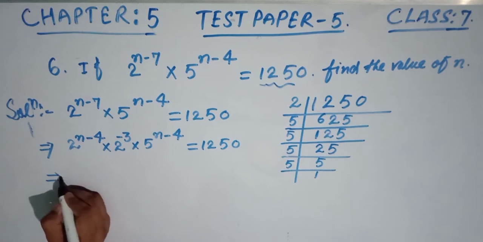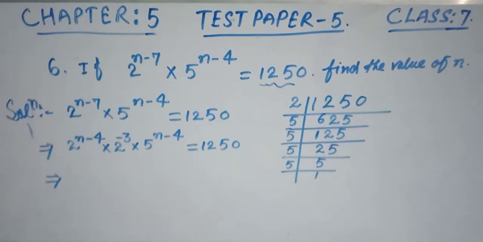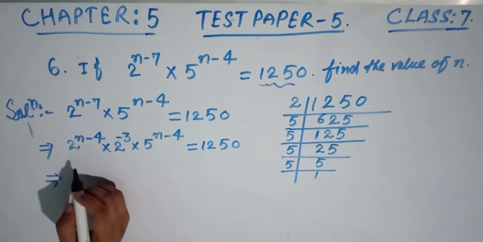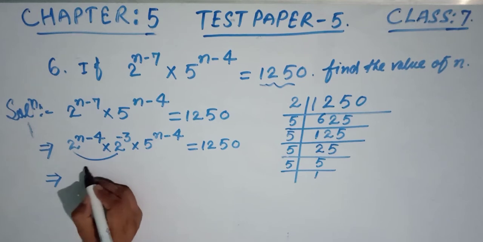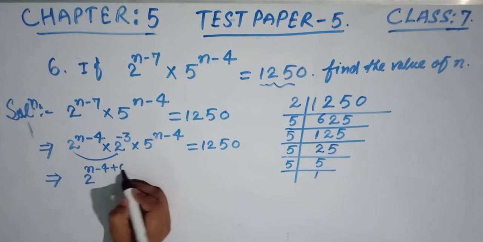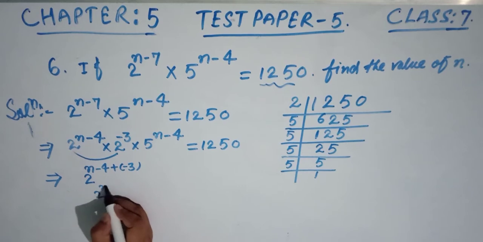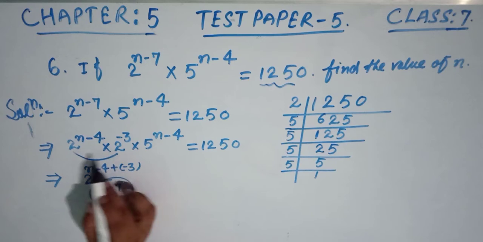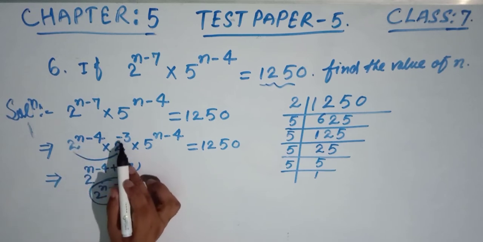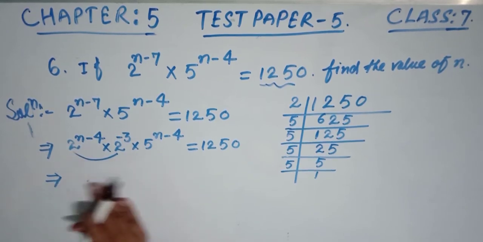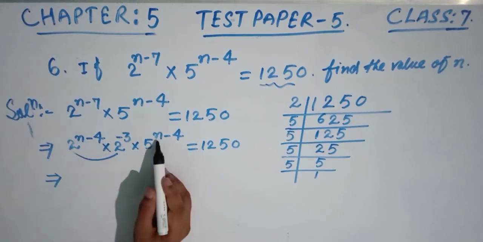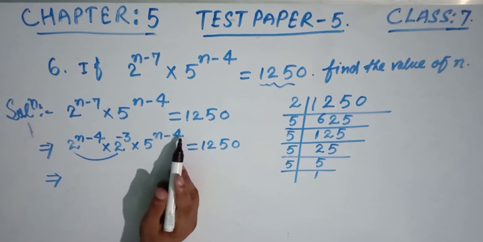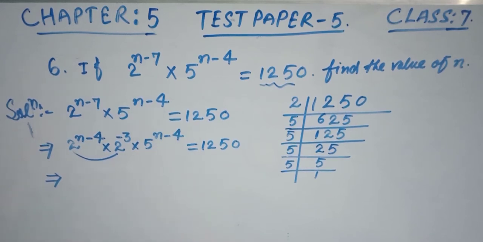Now see friends, look at the friends, here the bases are same. When the bases are the same, write the single base and add their exponents. n minus 4, and we have to add their values. That means this will also become minus 7 friends. So 2 raised to the power n minus 7 can be written as 2 raised to the power n minus 4 multiplied by 2 raised to the power minus 3. Why friends? Because we will make the same exponent as n minus 4 here, n minus 4 is here. Okay, this is why we did.